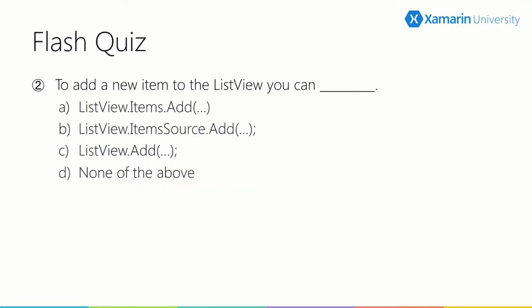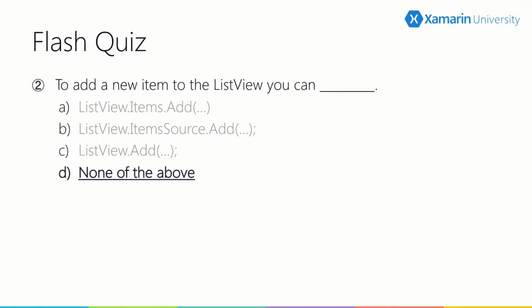Number 2, to add a new item to the list view, what can we do? A, call ListView.Items.Add, or B, call ListView.ItemsSource.Add, or is it maybe C, just ListView.Add, or is it D, none of the above will work? The correct answer here is D. All of these options are wrong.